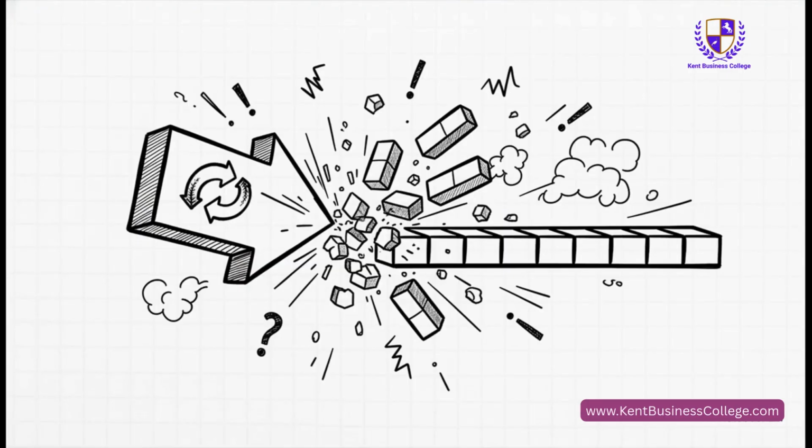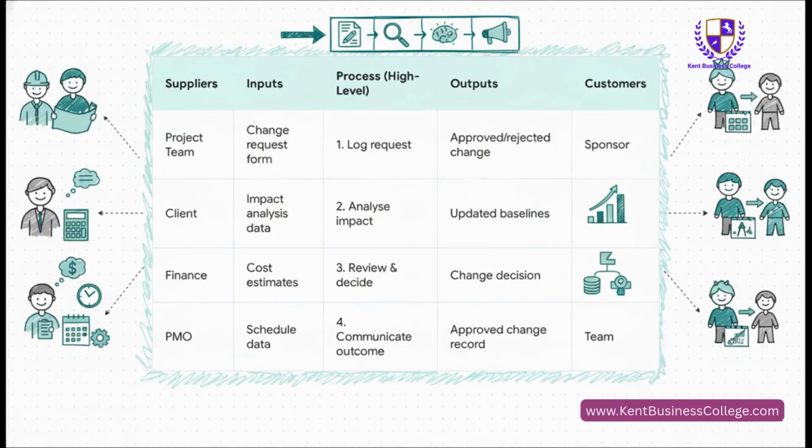Okay, so picture this. You're running a project, everything's going swimmingly, and then the client suddenly wants to change something. It happens all the time, believe me. And without a clear process, this is where the chaos begins. So let's take our shiny new SIPOC blueprint and apply it to this exact situation.